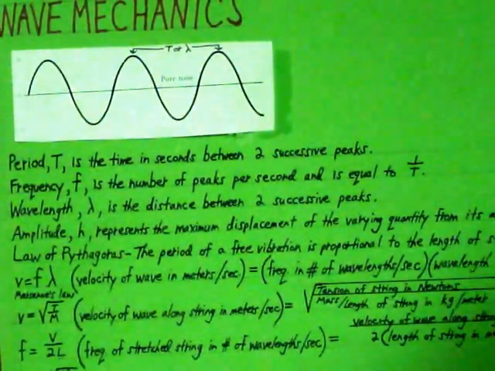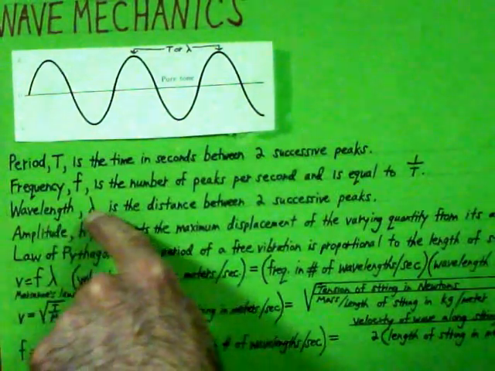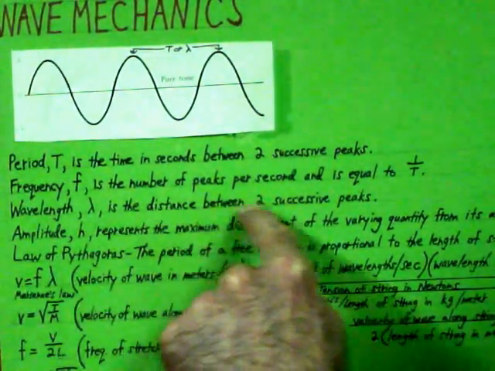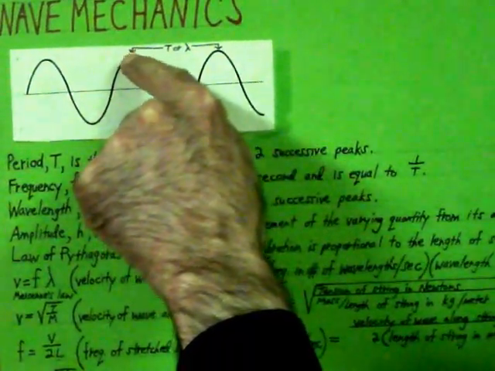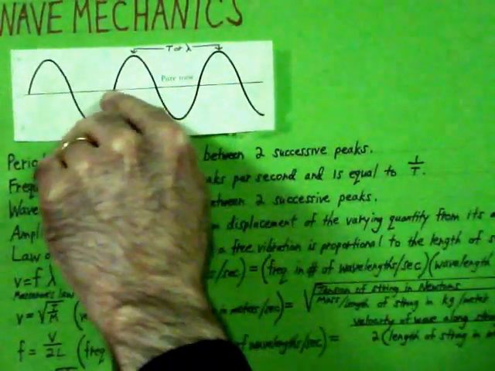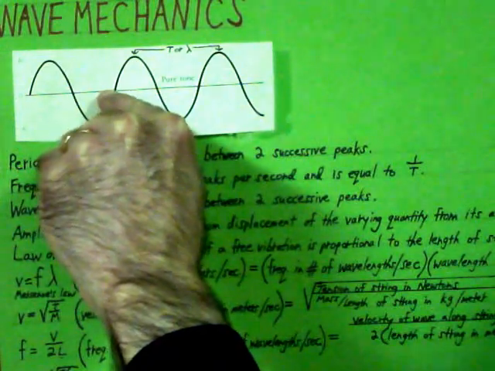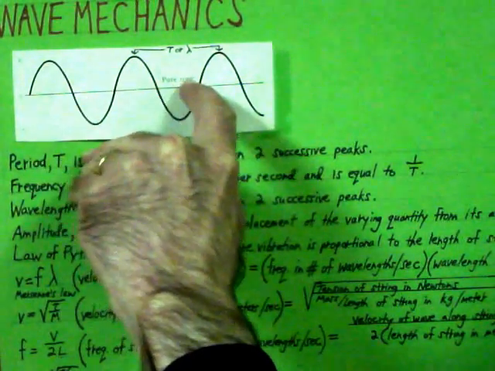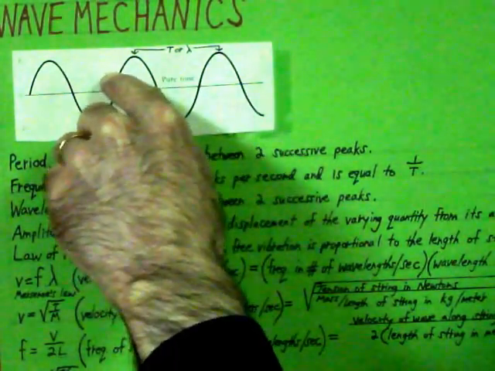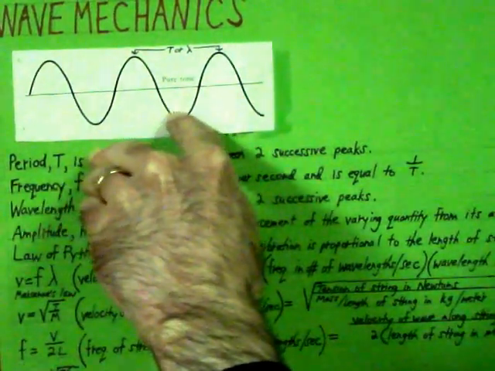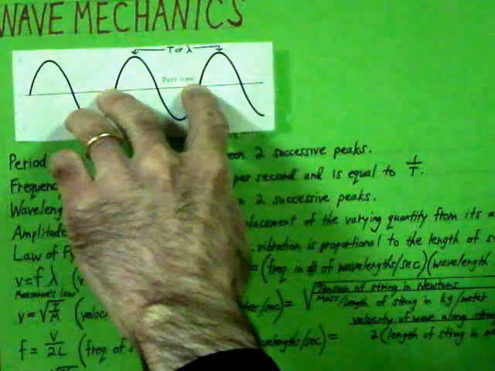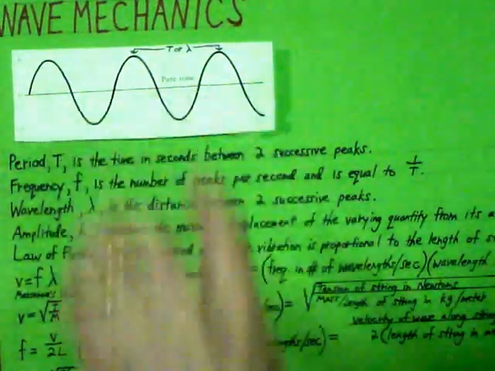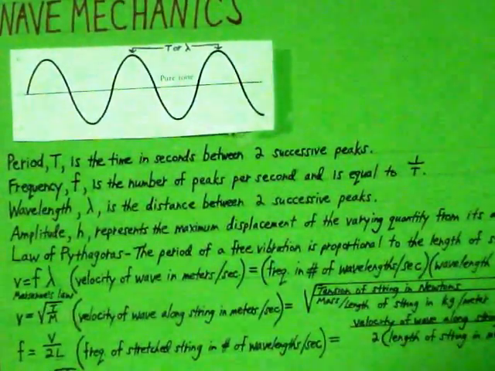The wavelength, which is denoted by lambda, is the distance between two successive peaks. So it could be the distance between this peak and that peak, or you can also view it as the distance between this point and this point here. So where it goes through a peak and a trough, and then it comes right back to where you started. That is the distance between here and here would be the wavelength.